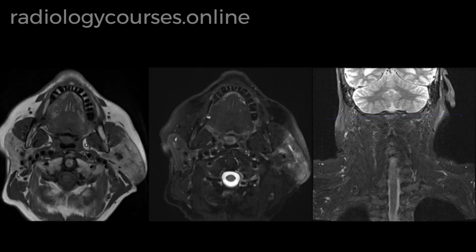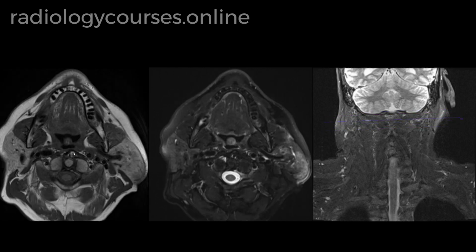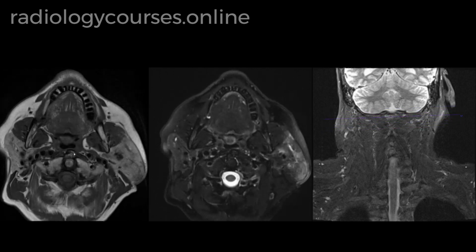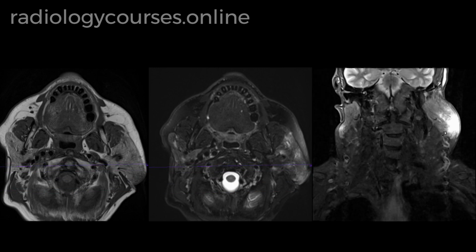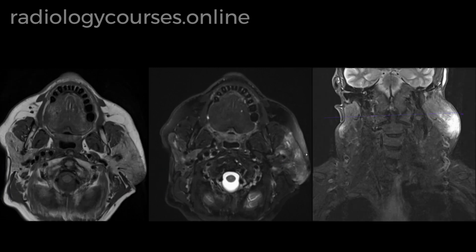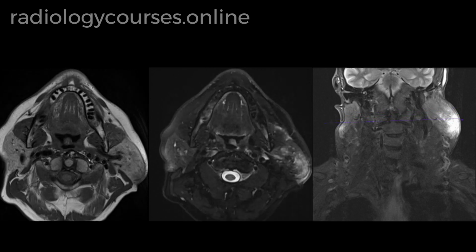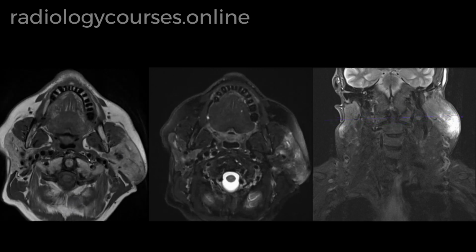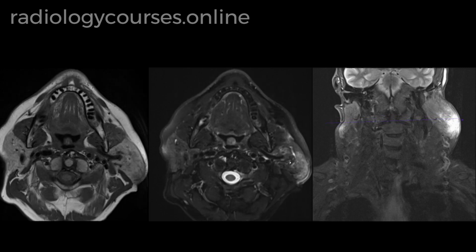How to describe this abnormality and infer? There is diffuse enlargement of the left parotid gland. It shows diffuse ill-defined heterogeneous signal intensity, which shows low signal intensity on T1 and increased signal intensity on fluid-sensitive sequences. The margins are smooth and well-defined throughout the parotid gland. There is mild thickening and abnormal signal in the adjacent superficial subcutaneous tissue.